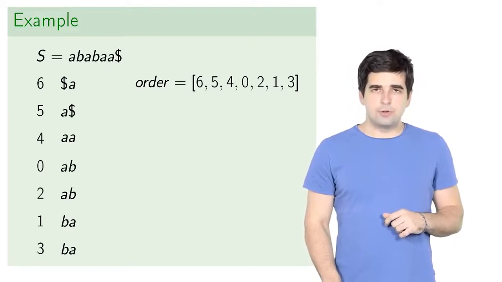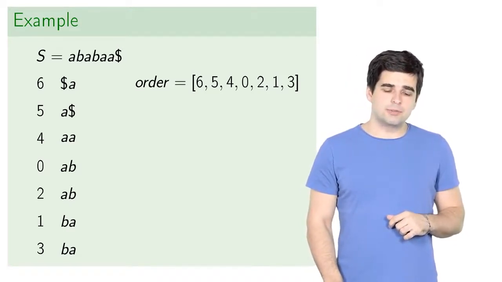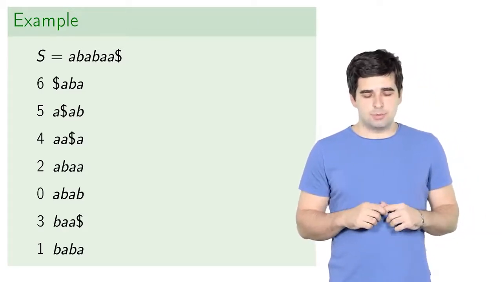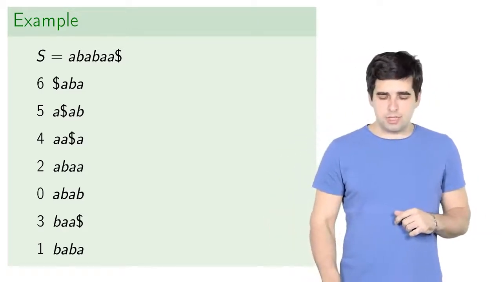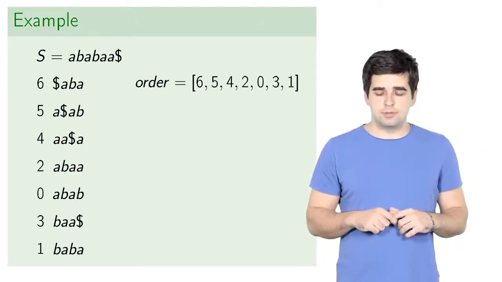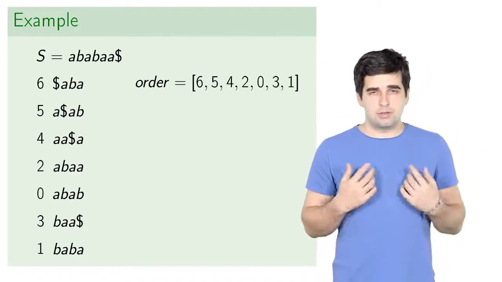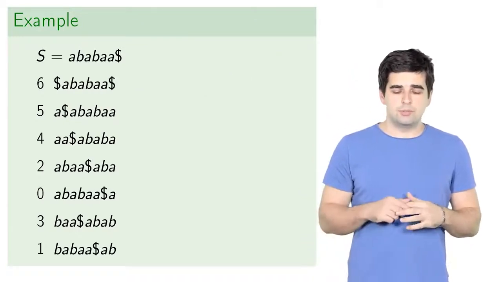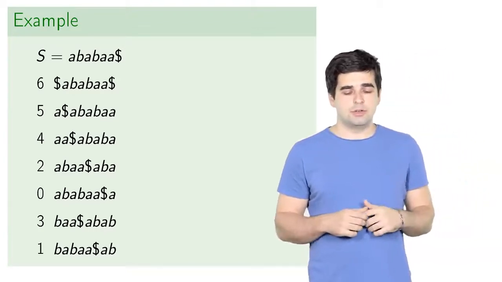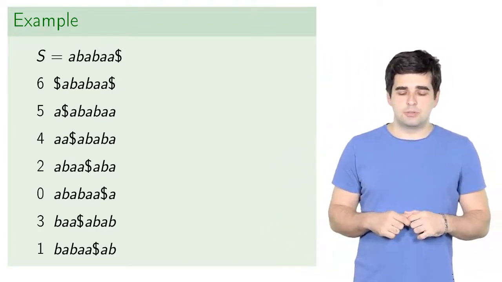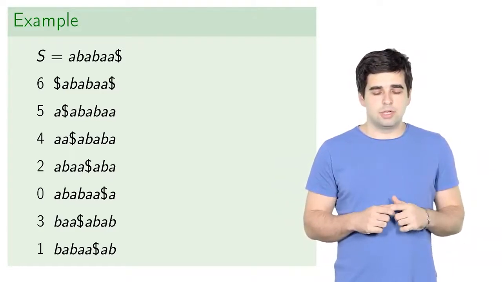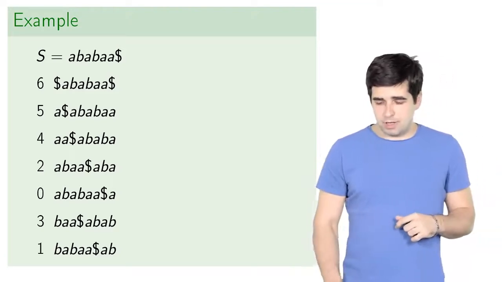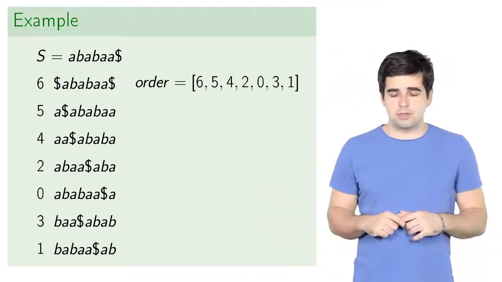On the next step, we go from cyclic shifts of length 2 to cyclic shifts of length 4, and we get $ABA, and so on up to BABA. And the order changes again. It is 6, 5, 4, 2, 0, 3, 1. And on the last step, we go from these partial cyclic shifts of length 4 to partial cyclic shifts of length 8, which are already longer than the initial string. And we start from $ABAABAB and end with BABAABA$. And the order actually didn't change in this case.